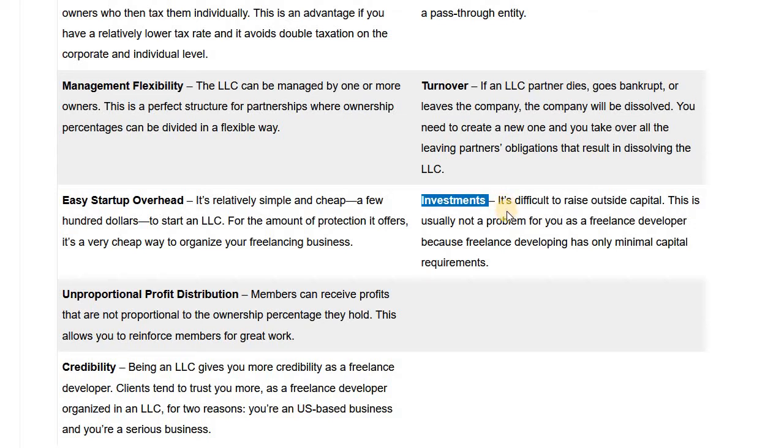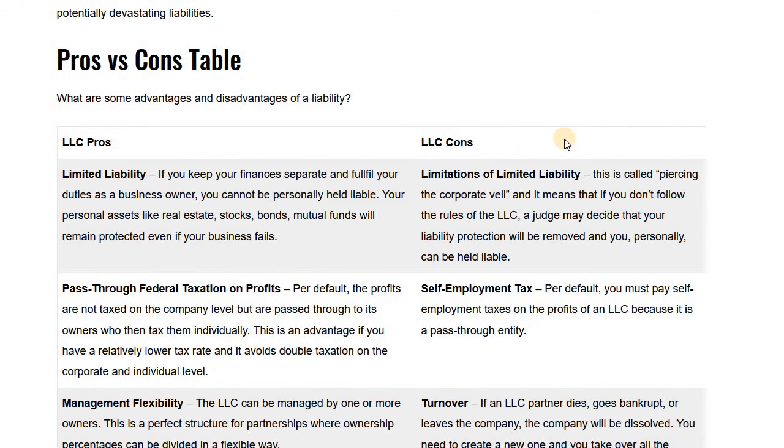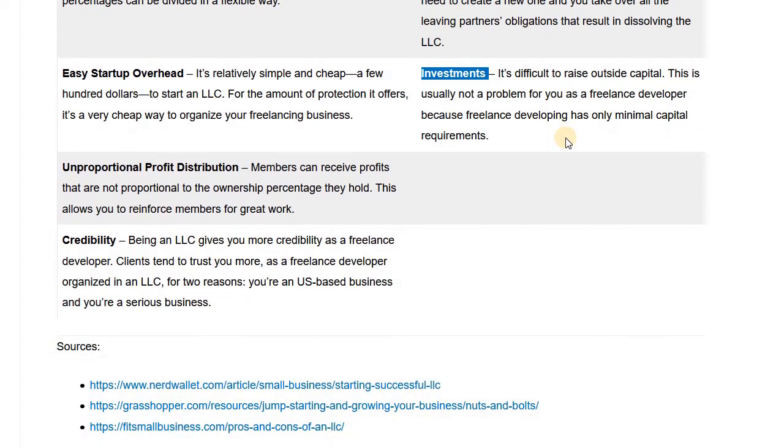Also, it is said that it's difficult to raise outside capital. This is usually not a problem for you as a freelance developer. If you're a coder, you don't need a lot of capital. Doing freelance work is not capital intensive. So you can start with a few $100 and just sell your time. It's like being an employee, and being an employee is also not capital intensive. So usually these companies have a high profit rate. So freelance developer companies have a high profit margin.